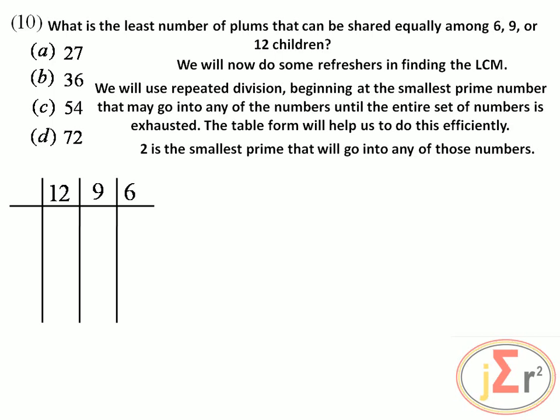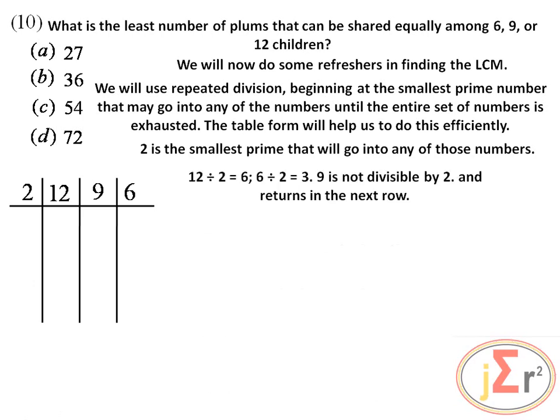We will use repeated division beginning at the smallest prime number that may go into any of the numbers until the entire set of numbers is exhausted. The table form we have right here is helping us to do that, and we are saying 2 is the smallest prime that will go into any of those numbers. So let us use 2. 2 into 12 is 6. 2 does not divide into 9 evenly, so 9 will return as it is, and 6 divided by 2 is 3.